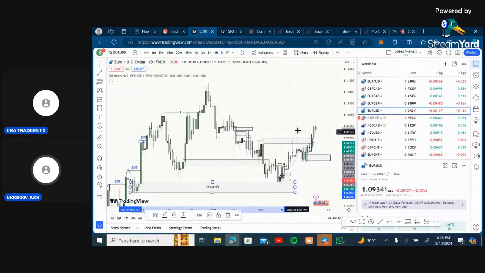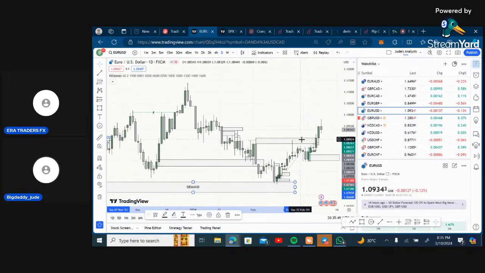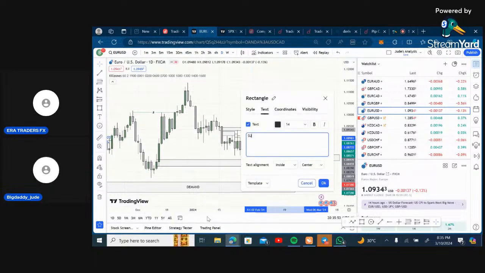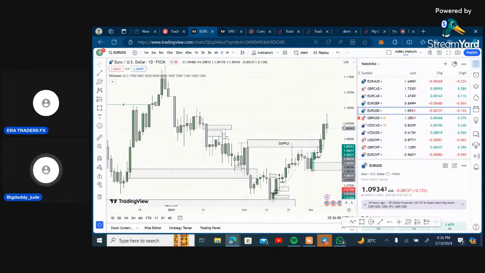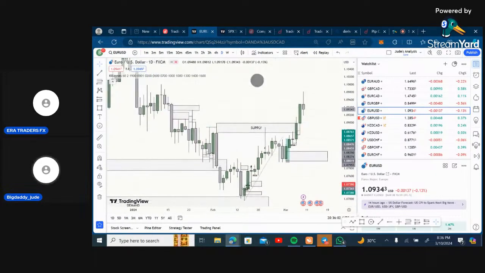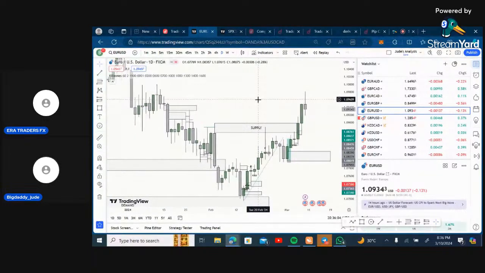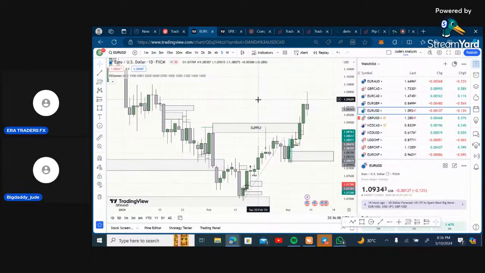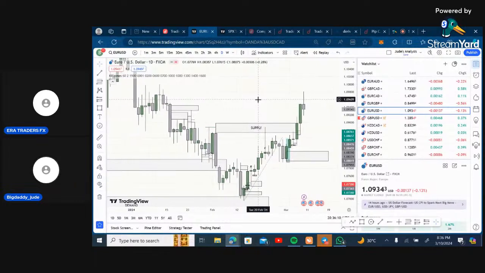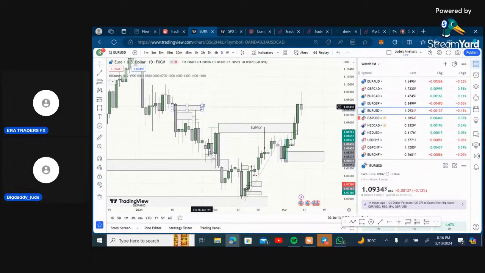So likewise, we had a zone here. Yeah, this was the supply. We're expecting a reaction from where price broke through it, like you saw on GBP USD. Last week was quite funny because EU and GU were not quite correlating with each other, right? Just funny movement last week. So I hope we see good opportunities this trading week.